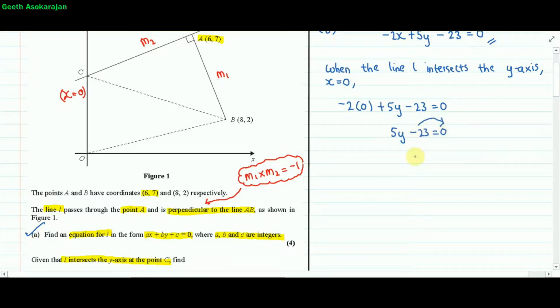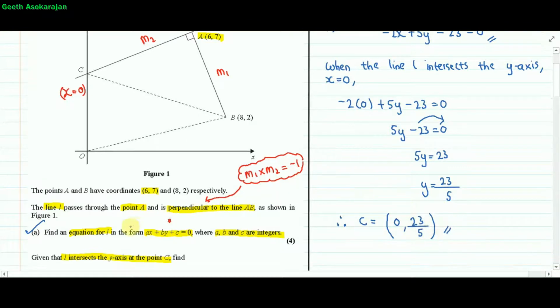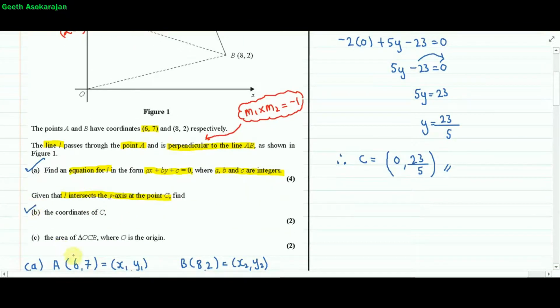Taking the minus 23 to the right, 5y is plus 23, so y therefore will be 23 divided by 5. So that is the y coordinate of C. Therefore the coordinates of C will be: the x coordinate is 0 and the corresponding y is 23 over 5. So that should be the solution to part B of this problem.